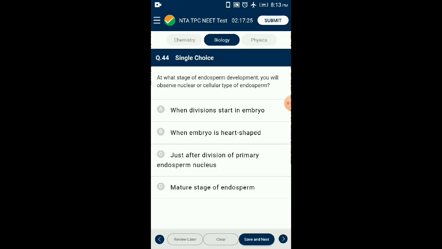Question number 44. At what stage of endosperm development will you observe nuclear or cellular type of endosperm? The term triple fusion is used as it involves the fusion of three haploid nuclei. After triple fusion, the central cell becomes the primary endosperm cell, and once the primary endosperm nucleus is formed, mitotic division takes place in it, which leads to the formation of the endosperm. So the answer for this question is option C, just after division of primary endosperm nucleus.